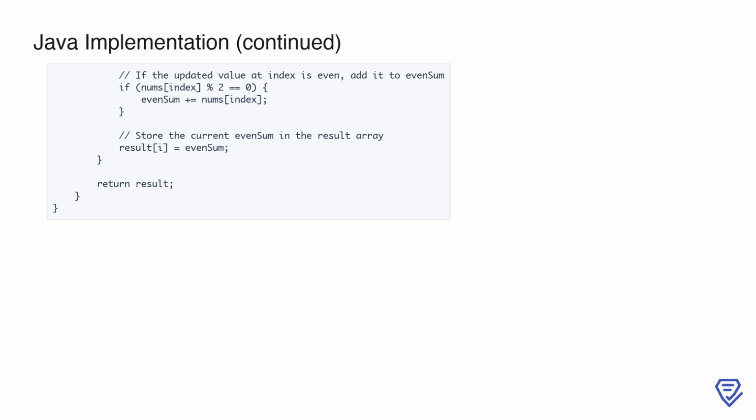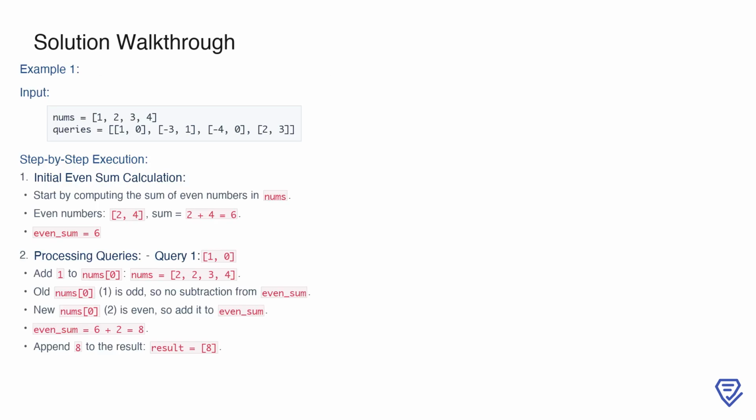and easy to understand. To solve this problem, we begin by calculating the sum of even numbers in the initial array nums. In this example, the even numbers are 2 and 4, so their sum is 6. This gives us the initial even_sum value of 6. Next, we process each query one by one.